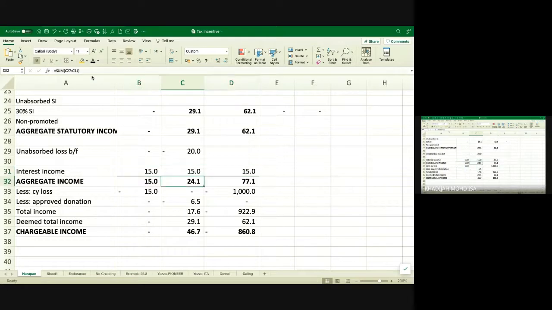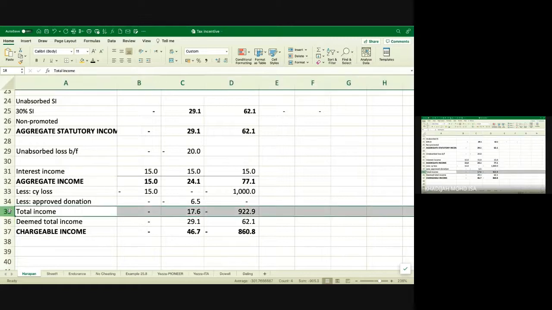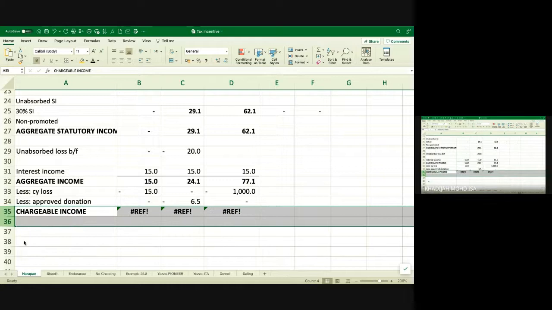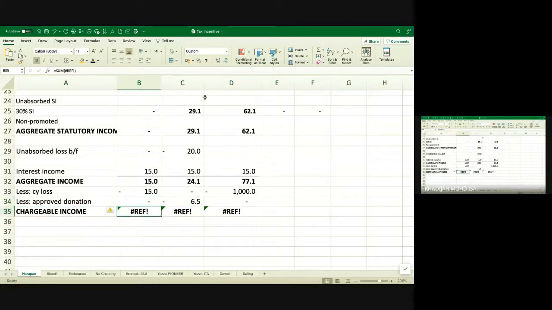Okay, 24.1 minus approved donation. What is your total income? Right, so under ITA, you don't have that. You delete. So your chargeable income is from your aggregate income minus all that, right? So you have here 17.6 and 922.9. You get the same answer.